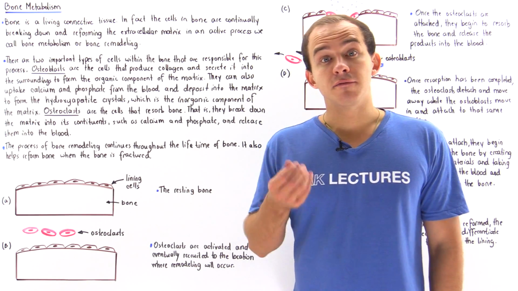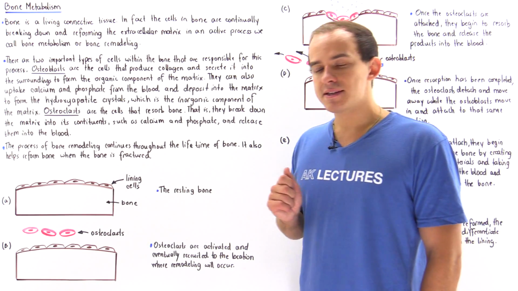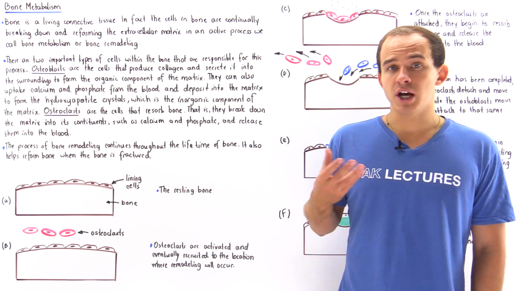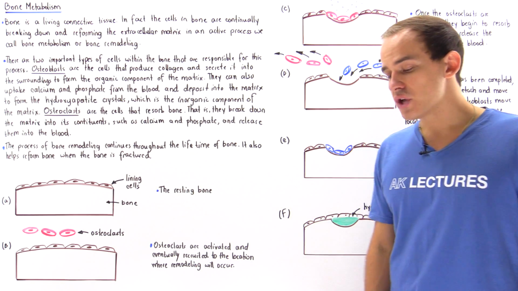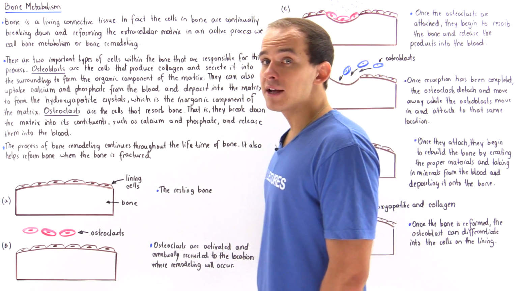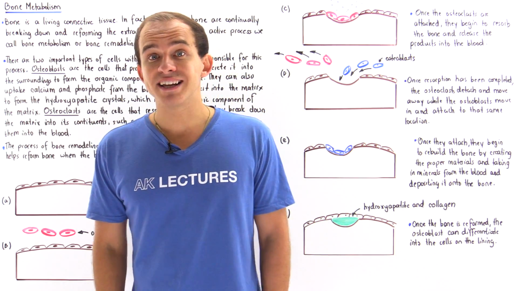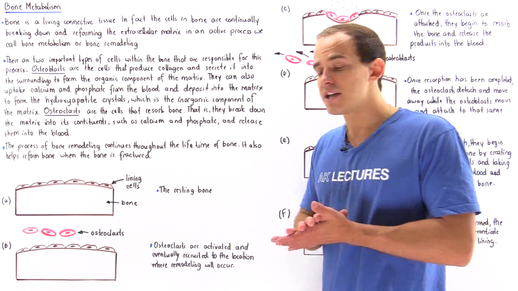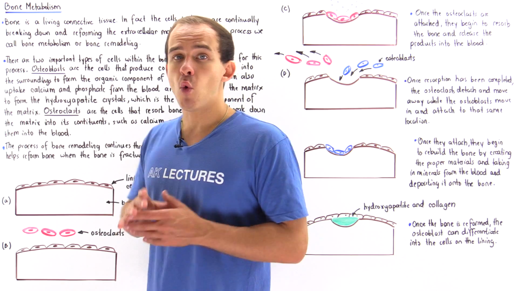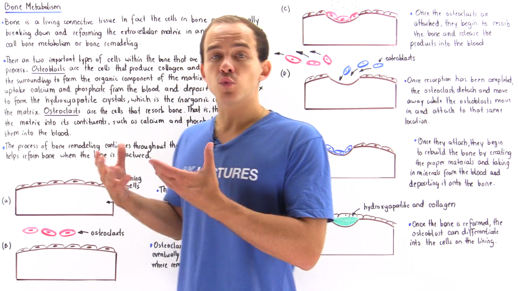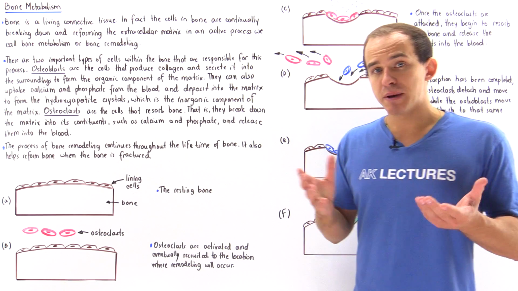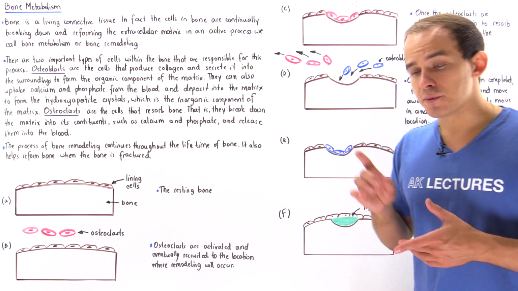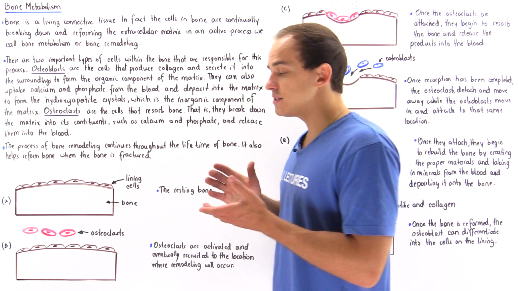Human bone consists of living connective tissue, and what that basically means is inside the bone we have living cells that continually undergo different types of processes. Now, one very important type of process that takes place in the bone on a continual basis throughout the lifetime of the organism is a process known as bone metabolism or bone remodeling. Bone remodeling is the process by which specialized types of cells break down and rebuild the extracellular matrix that surrounds our cells inside the bone.